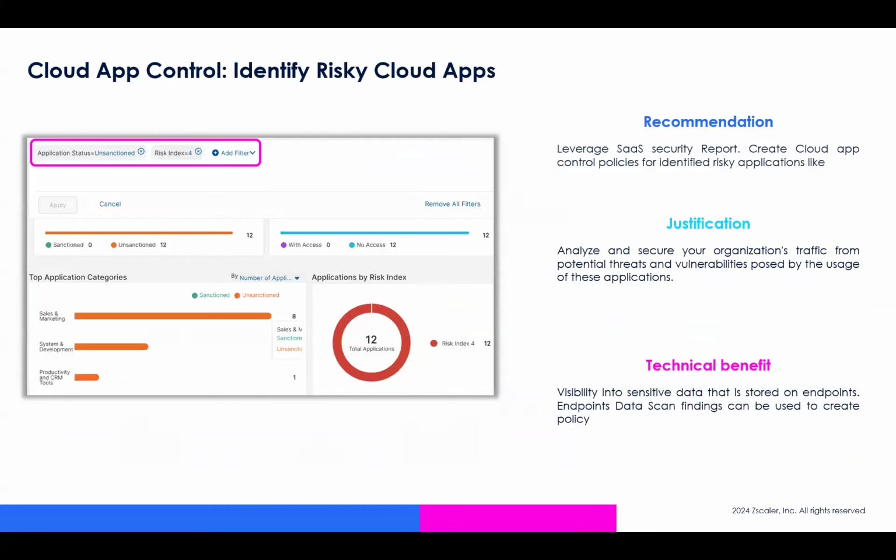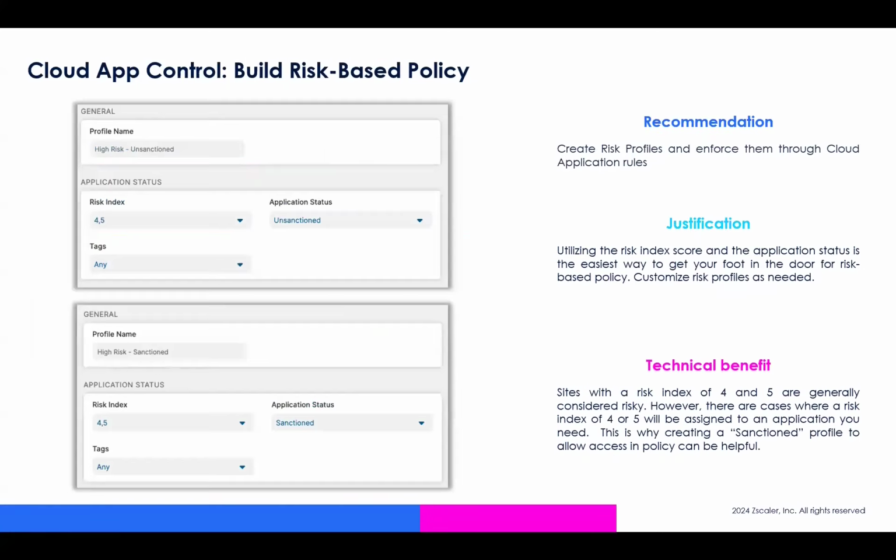To conclude this video, here's a reminder of the next steps you should take on your data protection journey. First, use the SaaS security report in order to identify risky cloud applications by filtering applications that are unsanctioned and with a high risk index. This will allow you to know which applications you should prioritize building policy for.